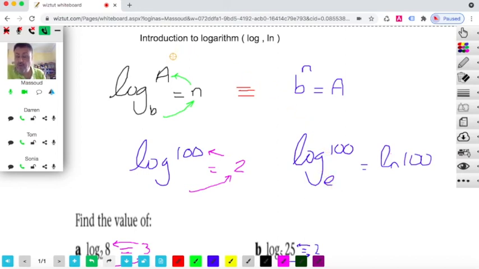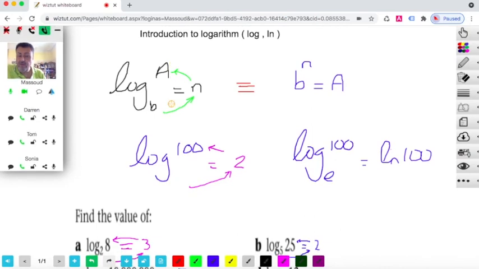So in future, don't forget this cycle. I quite like this cycle, and it makes sense for you to also keep visualizing that cycle. So it's the base to that power that gives you the answer.